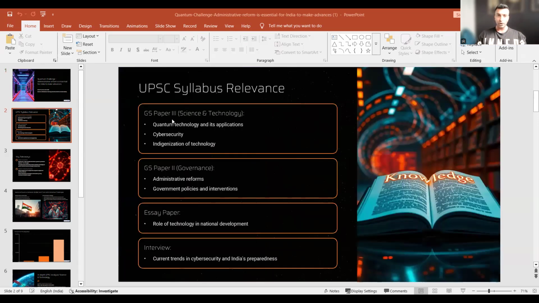So GS paper 3, if you look at the UPSC syllabus, the relevance is quantum technology and its applications, and then cybersecurity related, and then indigenization of technology. So this way it is directly connected. Again, if you look at GS paper 2, administrative reform related and government policies and intervention connection is there. So they can either ask you in GS paper 3 or GS paper 2, or even they can ask you in essay the role of technology in national development. Otherwise, they can ask you in interview also.